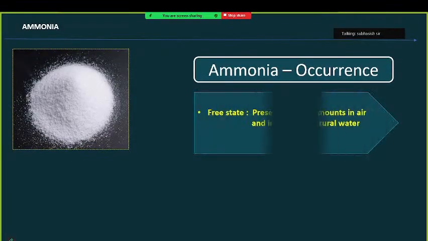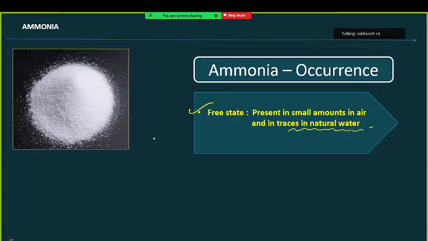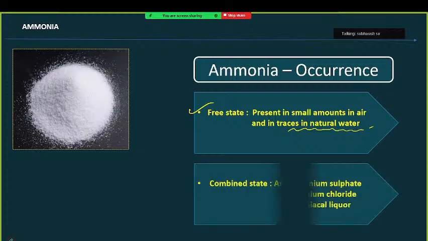Occurrence of ammonia: ammonia in the free state is present in air and traces in natural water, though in very small amounts. Generally it is not present in the free state. It is generally present in combined states like ammonium sulfate, ammonium chloride, or ammoniacal liquor. In this form they are present.